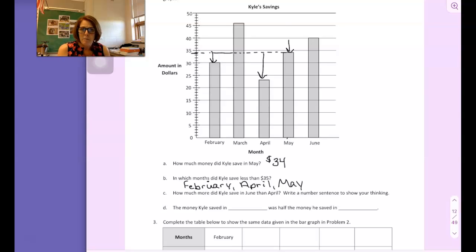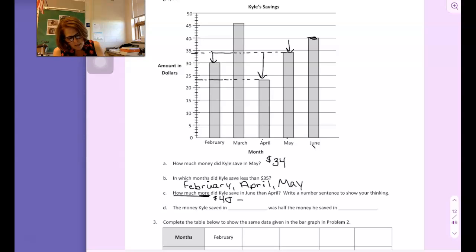Letter C, how much more? When I see the words how much more, my mind automatically goes to subtraction. How much more did Kyle save in June than in April? Write a number sentence to show your thinking. So in June, go up to the top, we go across, he saved $40. In April, we go up, and let's go across.